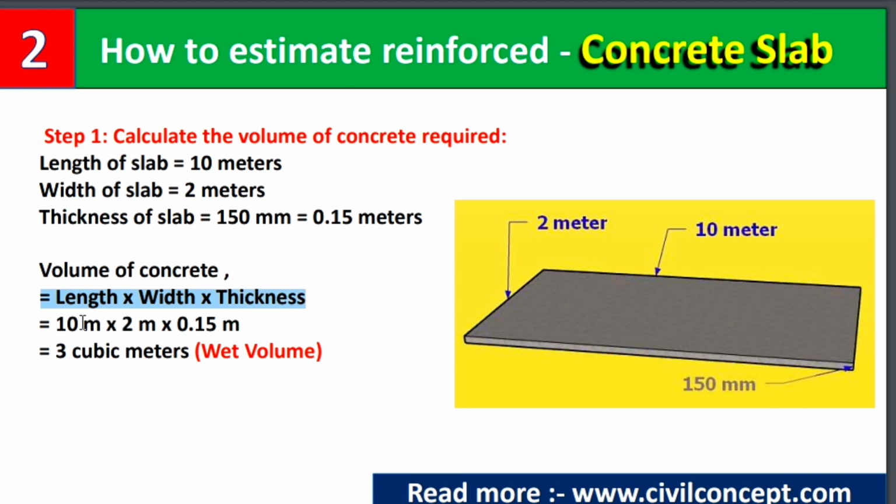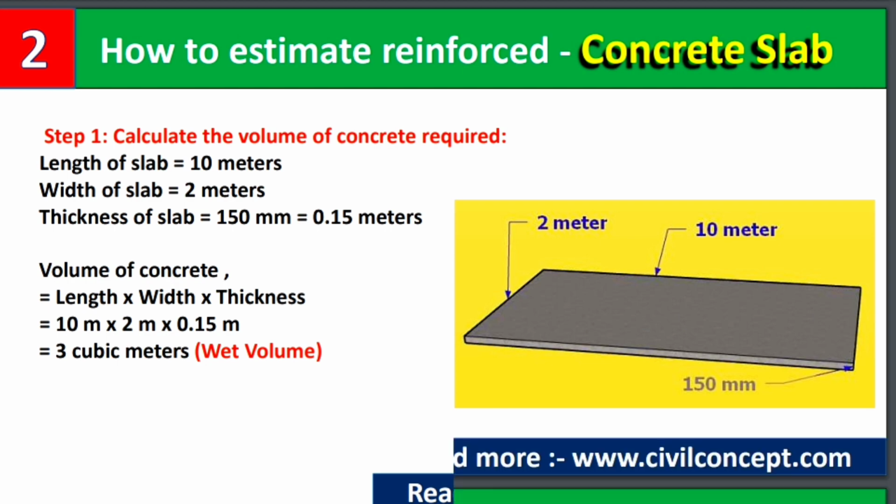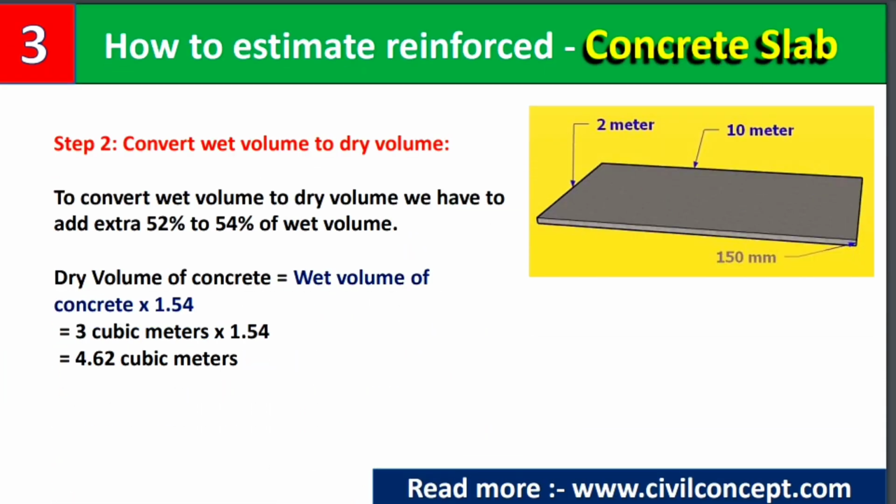Okay, now volume of concrete will be length into width into thickness. This is a formula, and length is 10 meter, width is 2 meter and thickness is 0.15 meter, and after multiplying it we will get how much? 3 cubic meter. But guys, this is the wet volume, and now we have to convert it into dry volume. Okay, so let us go in step number 2.